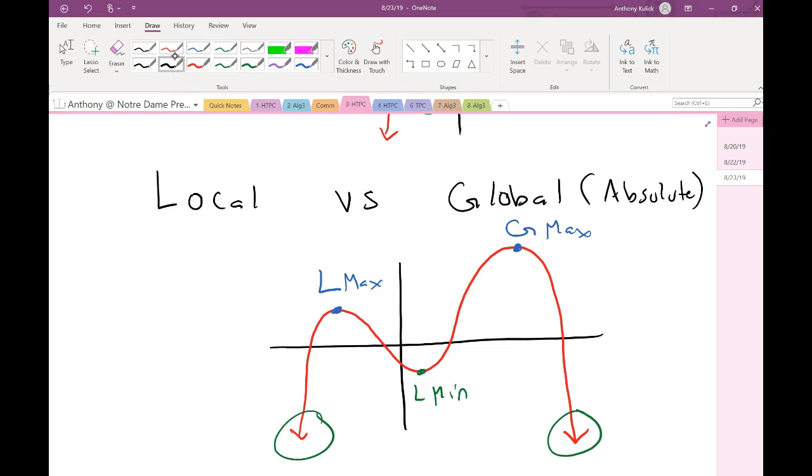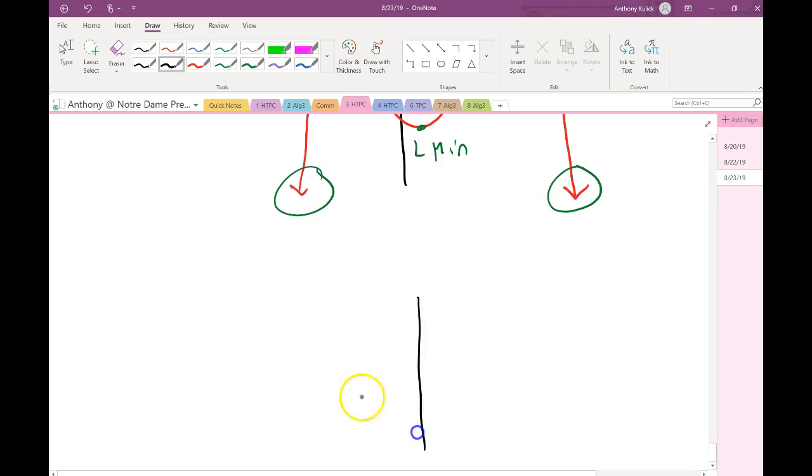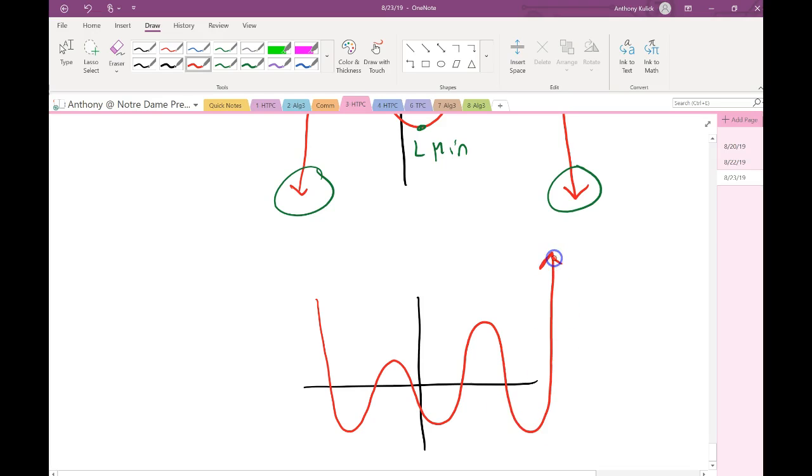No. Let me show you an example counter to that, okay? Because that's a good question. So she says if there's two maximum, is one of them always going to be a global? So what if we have this? So this is a local max. This one is higher. It's still a local max because there's still stuff higher than that.